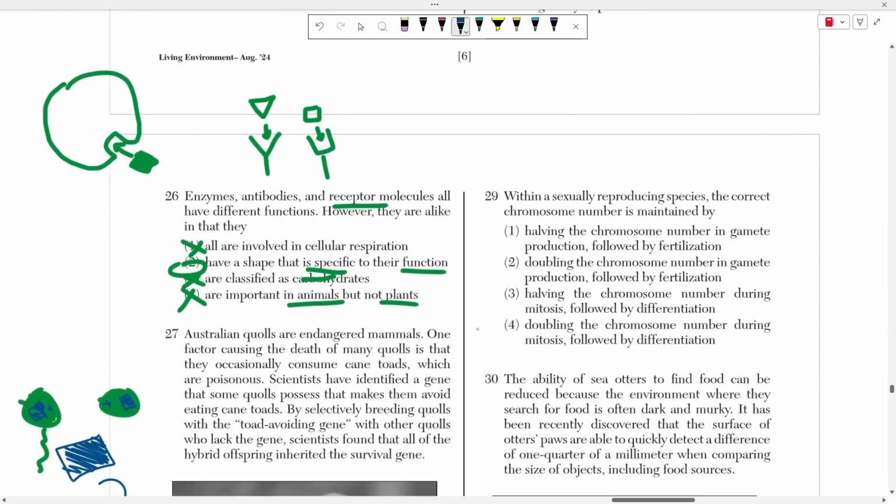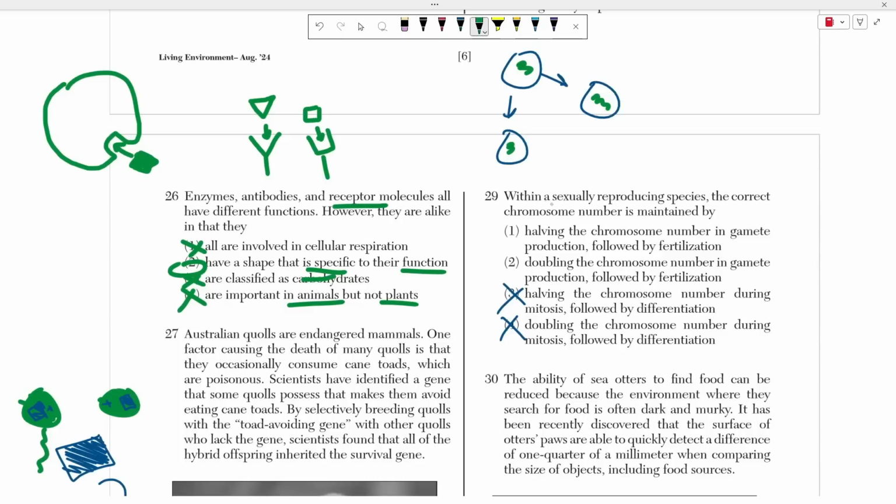Okay? 29 says, within a sexually reproducing species, the correct chromosome number is maintained by choice 1, having the chromosome number in gamete production followed by fertilization, doubling the chromosome number in gamete production followed by fertilization, having the chromosome number during mitosis followed by differentiation, doubling the chromosome number during mitosis followed by differentiation. So the chromosome number does not change during mitosis, okay? It stays constant, right? Mitosis produces two identical copies of the same cell. So if this cell has 3 chromosomes and 3 organelles, the cells that are produced are also going to be identical, which means that they also have to have the 3 chromosomes and the 3 organelles, okay?